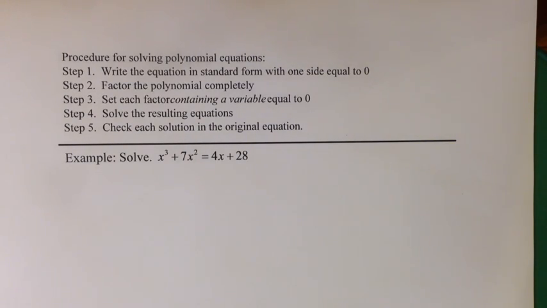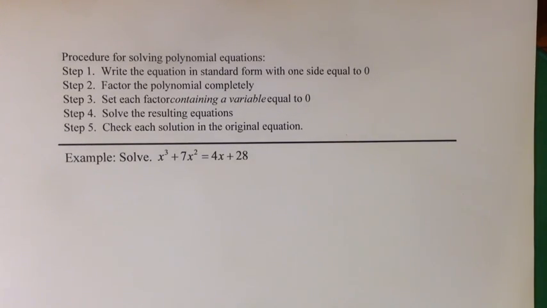Your first step is to write the equation in standard form with one side equal to 0. That means you're going to have one side equal to 0, and the other side will have everything multiplied out and all like terms combined already. Then you'll factor the polynomial as much as you can. Then you set each factor that has a variable equal to 0, solve those little equations, and then you should always check your solutions back in the original equation.